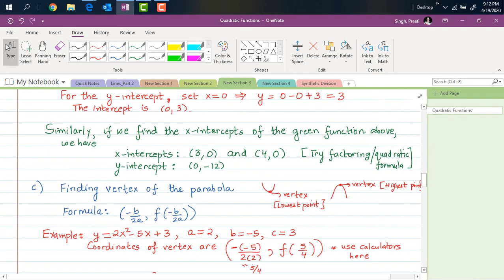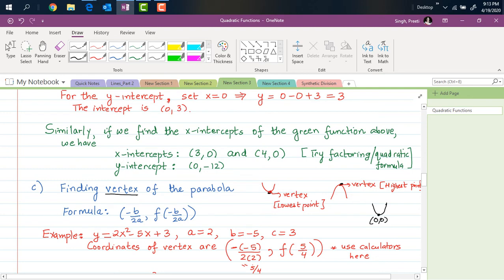Now the other thing, which is something new, is finding the vertex of a parabola. If you have a parabolic shape that opens up, the lowest point is called the vertex, and if it opens down, the highest point is called the vertex. For example, in the case of y equals x squared, the coordinates of the vertex are (0, 0).